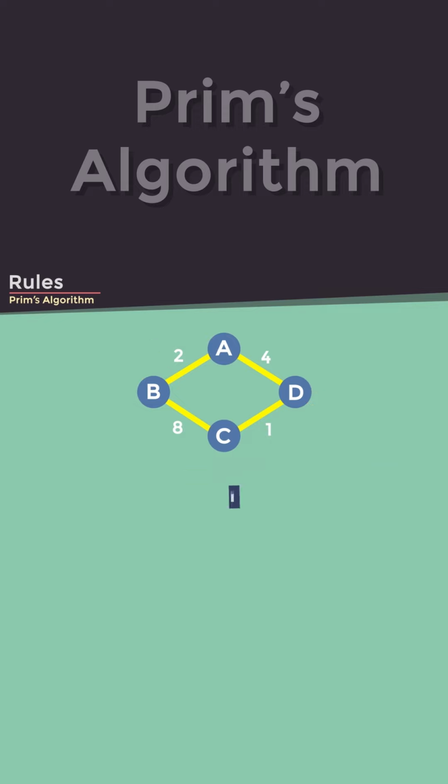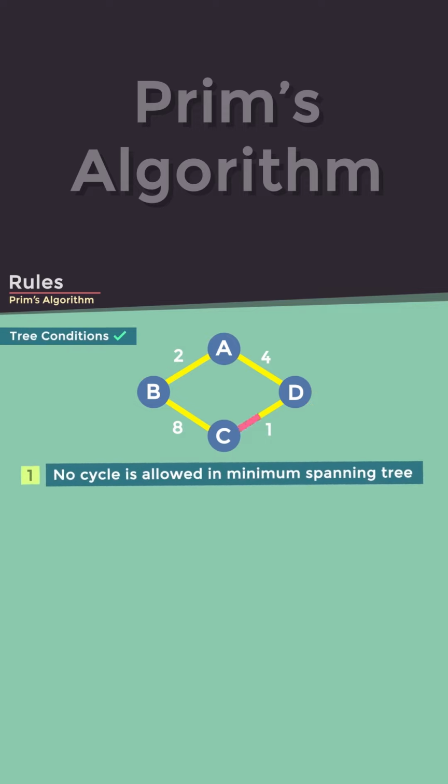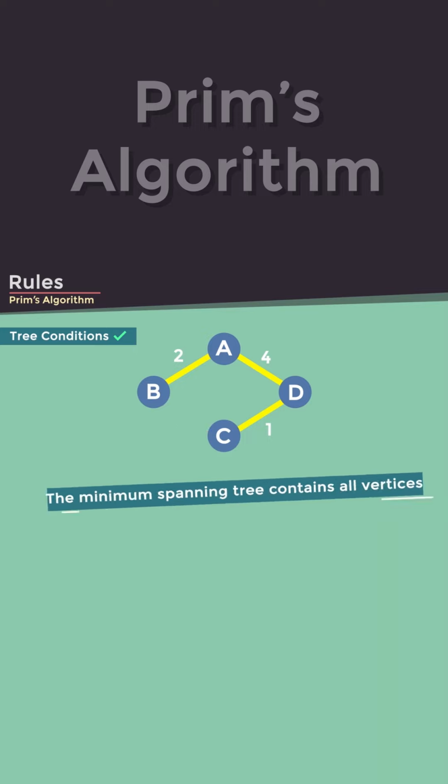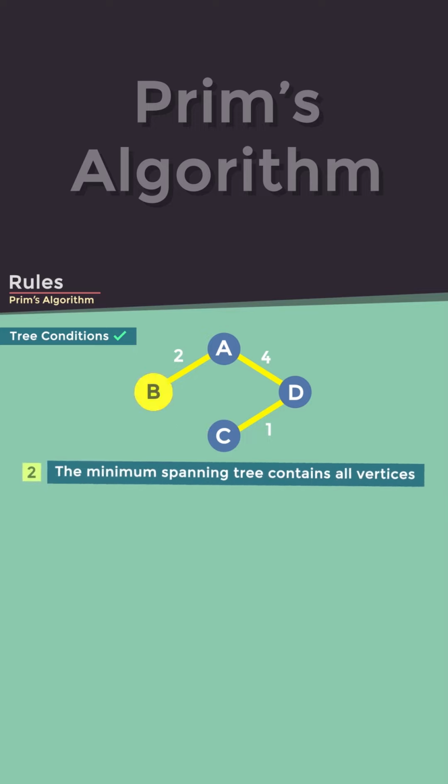There are also some conditions related to the minimum spanning tree. There must be no cycle in the minimum spanning tree. In addition, the minimum spanning tree must also contain all vertices.